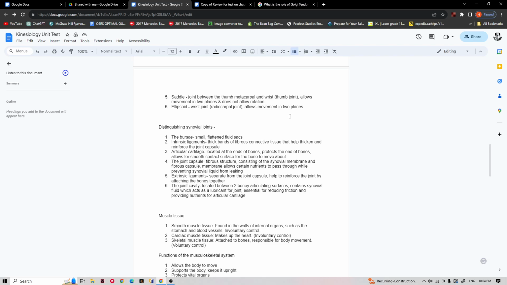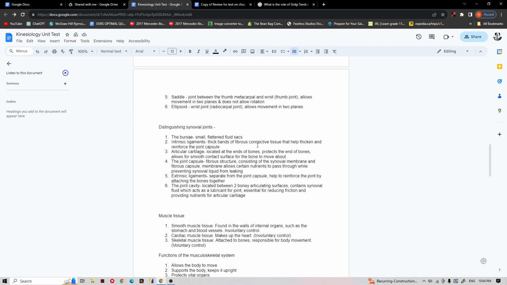Number 4, the joint capsule, a fibrous structure consisting of the synovial membrane and fibrous capsule. The membrane allows certain nutrients to pass through while preventing synovial fluid from leaking. Number 5, extrinsic ligament. Separate from the joint capsule, it helps to reinforce the joint by attaching the bones together.